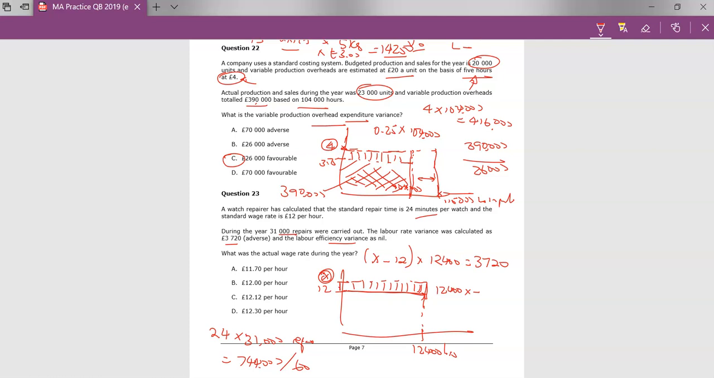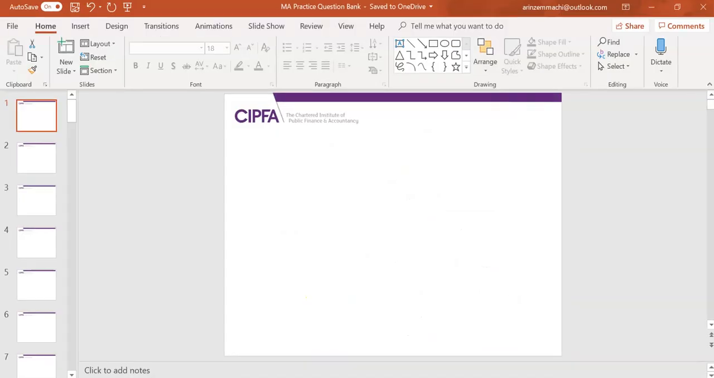Yes, 12,400 times 12 is 148,800, which is equal to 3,720. Right? So 12,400 times x minus, I'm basically opening up this bracket, 12,400 times 12 is equal to this. I'm just going to go to a clean page just because it's getting quite crowded.